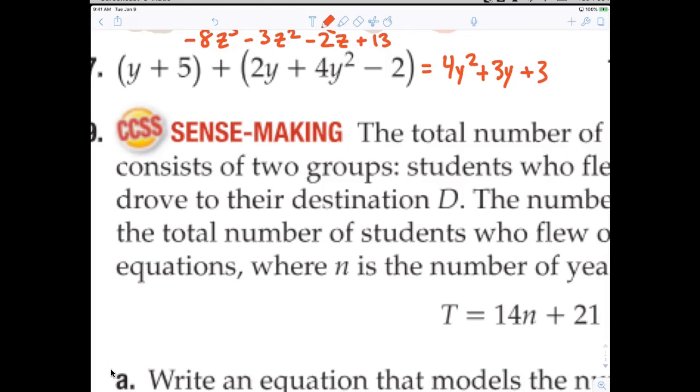If you can do it mental math, I'm happy. That's how I expect it from you. You should be able to look at numbers and add and subtract in your head. All right, sometimes it's a little more complicated. You stack them on top of each other, and then you can combine terms.